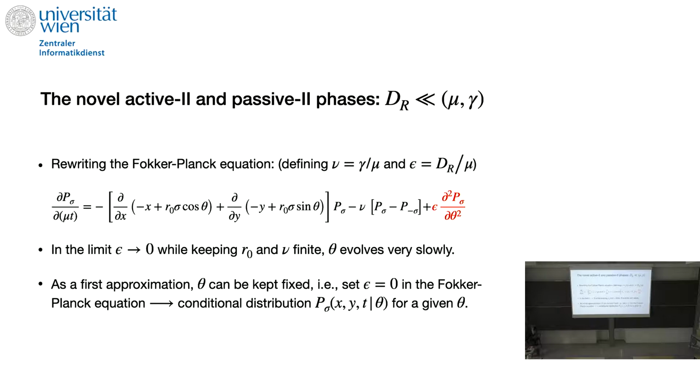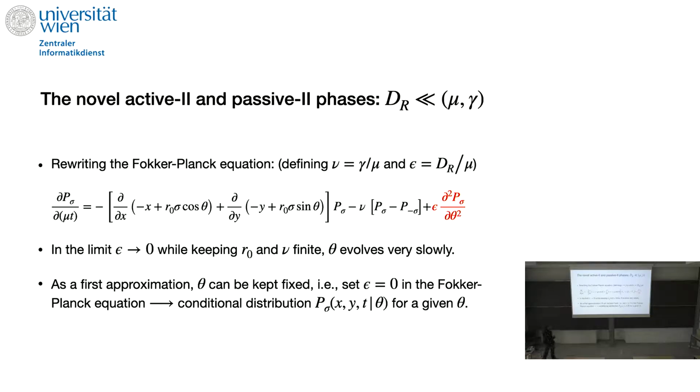But this is something new that we find here, and this is what I'm going to spend a little bit of time on. It's useful to write things in scaled variables. You have gamma by mu, which is one parameter, nu, and then epsilon, which is Dr by mu. And this epsilon is very small. So you have this epsilon and you have this nu.